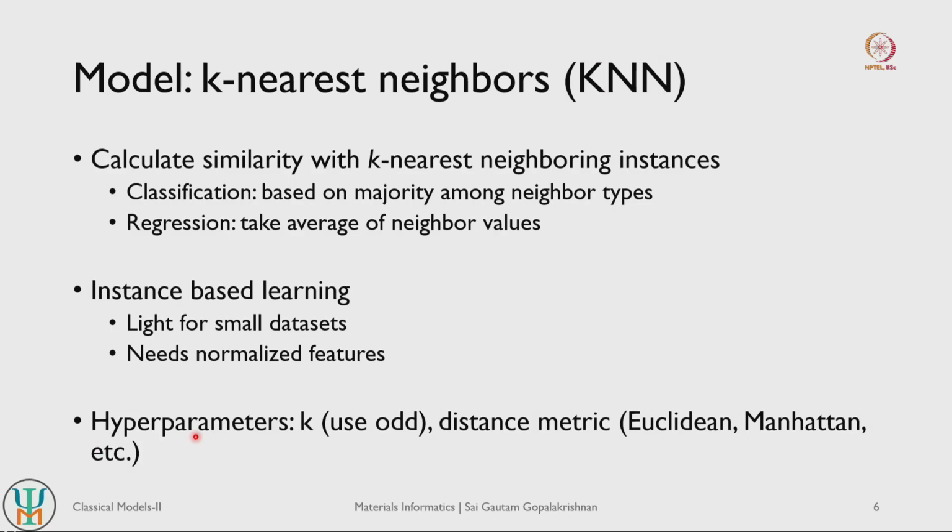So there are also a few new hyperparameters that are introduced with respect to k nearest neighbors. The first one is actually k, which is how many neighbors you actually consider when calculating your similarity metrics. Especially in classification tasks, it is important to use an odd number of neighbors. So you can use 3 neighbors, 5 neighbors or 7 neighbors, but not 4 or 6, because in classification tasks we rely on majority vote.